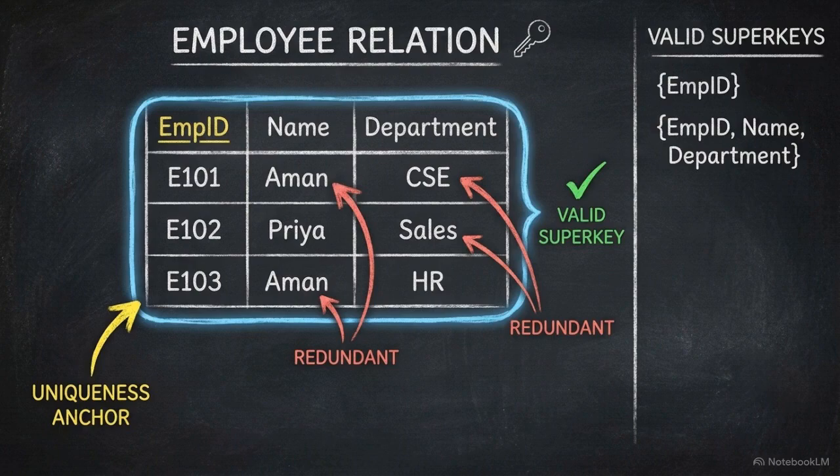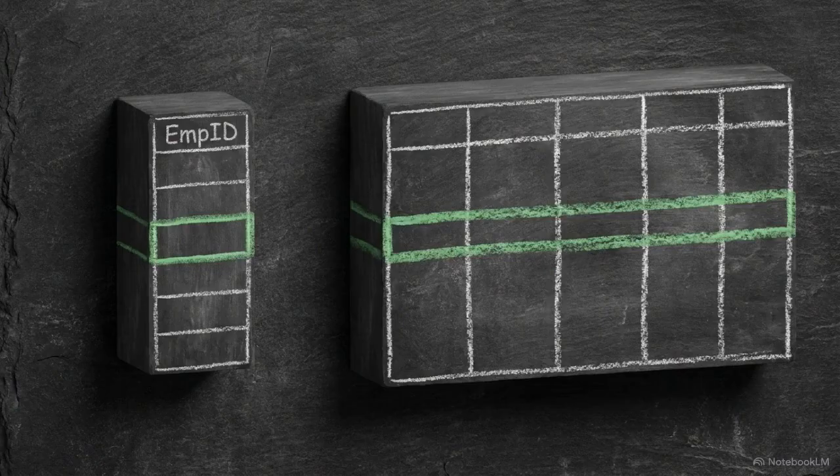We can push this to the extreme. If we combine the ID, the name, and the department, the presence of the ID still forces the entire combination to be unique. Even with multiple redundant attributes, this set meets the mathematical criteria. A superkey is defined purely by its capability to isolate a row. Carrying extra attributes makes the key inefficient for storage, but mathematically, it remains a valid superkey.